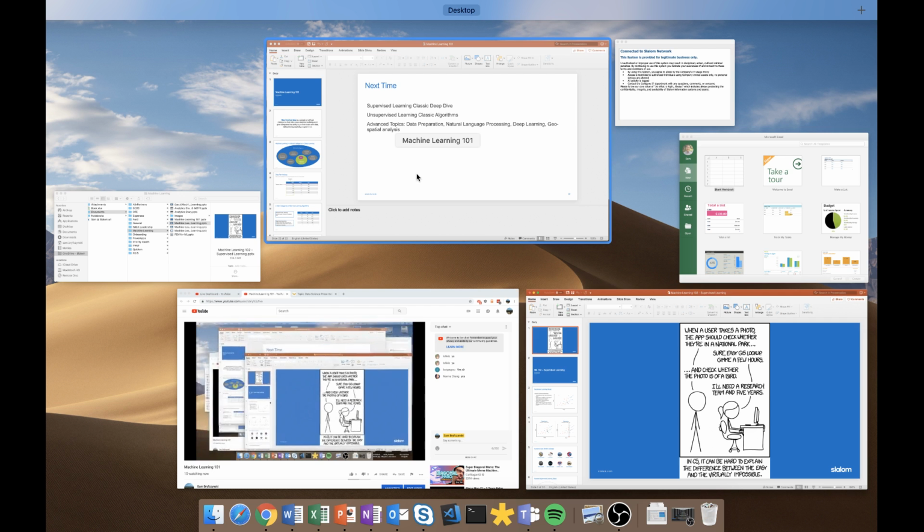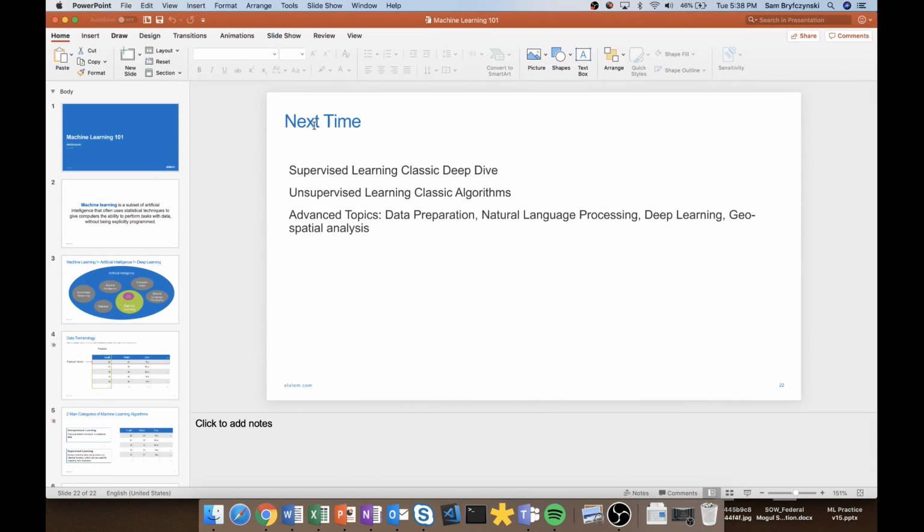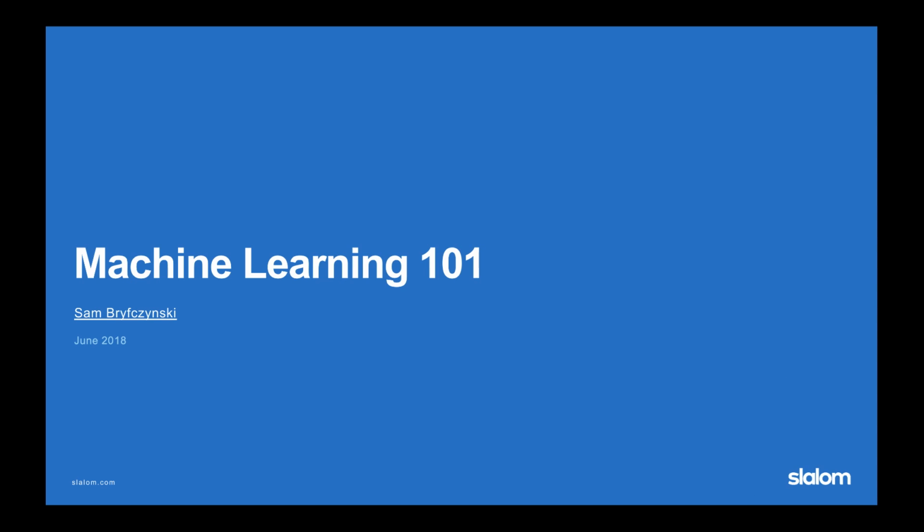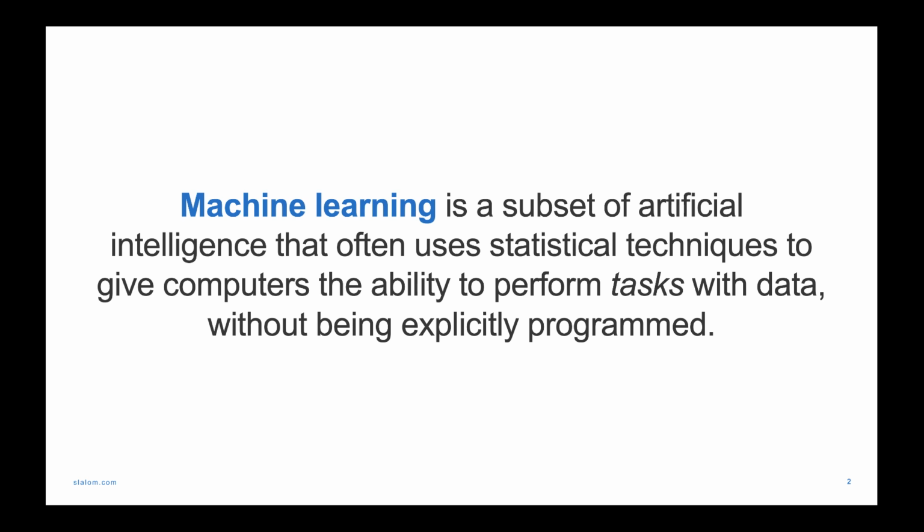All right, but pivoting on to our main presentation here. So again, this is the Machine Learning 101, aimed to bootstrap your knowledge. Let's start with a definition, like we might expect. So machine learning is a subset of artificial intelligence that often uses statistical techniques to give computers the ability to perform tasks with data without being explicitly programmed. So I want to break that down a little bit into what it means to me and why I like this as a definition.